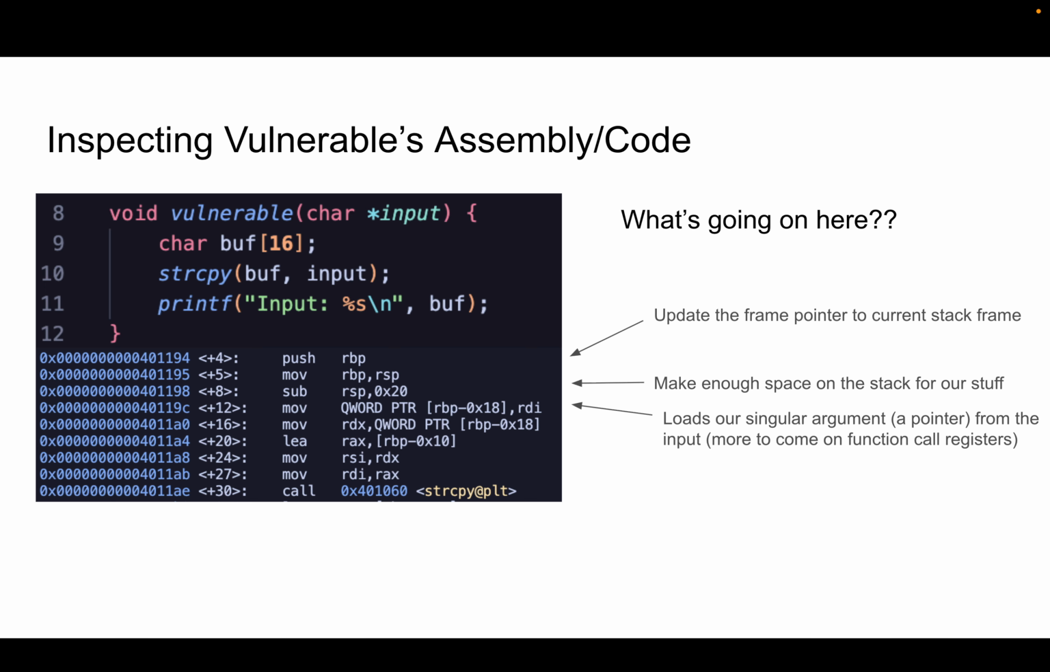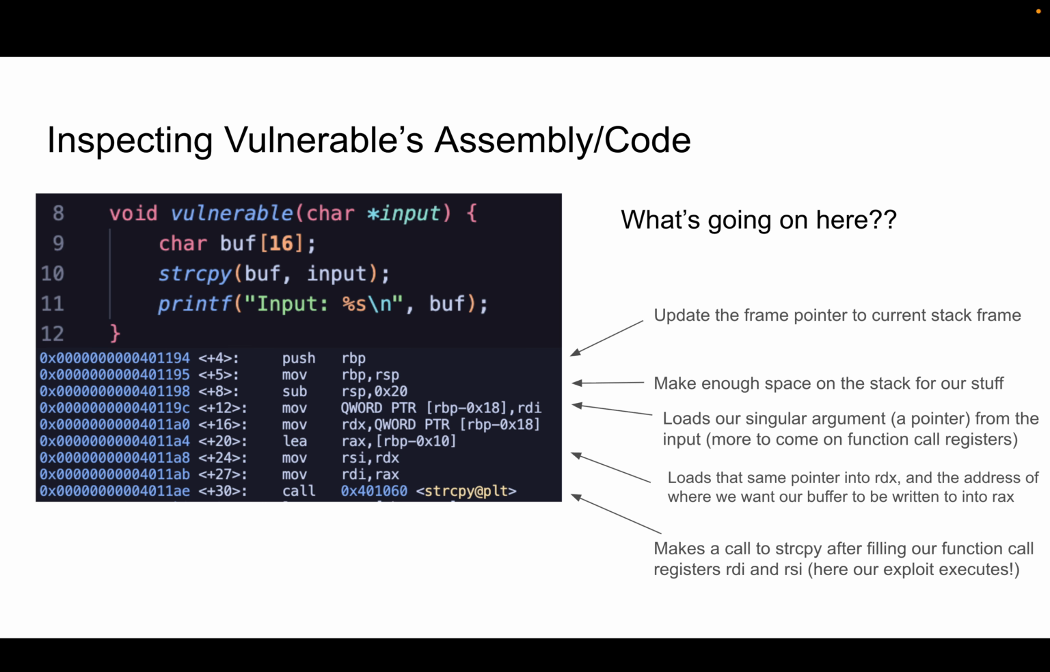Here we're loading our character string pointer onto our stack frame. And then here we're loading that pointer into our RDX as well as the location of our buffer into our accumulator register, which are then both loaded into our RDI and RSI function call registers.